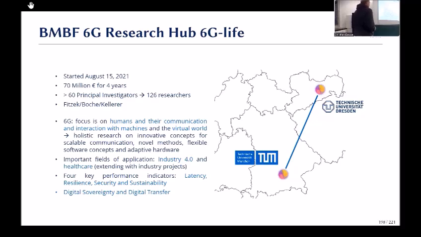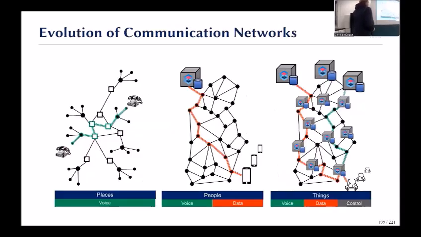We are focusing on human communication in interaction with machines and the virtual world. So we looked at digital transfer, and you see the four key performance indicators are latency, resilience, security, and sustainability. And of course, in this project, before I come to how Post-Shannon fits into it, I will tell you something about the evolution of communication networks.